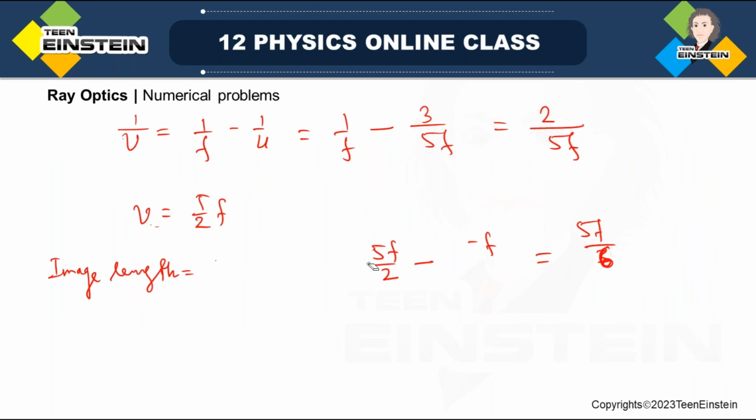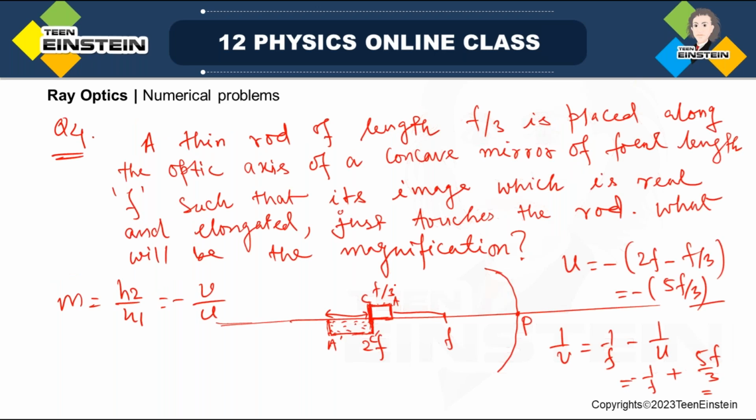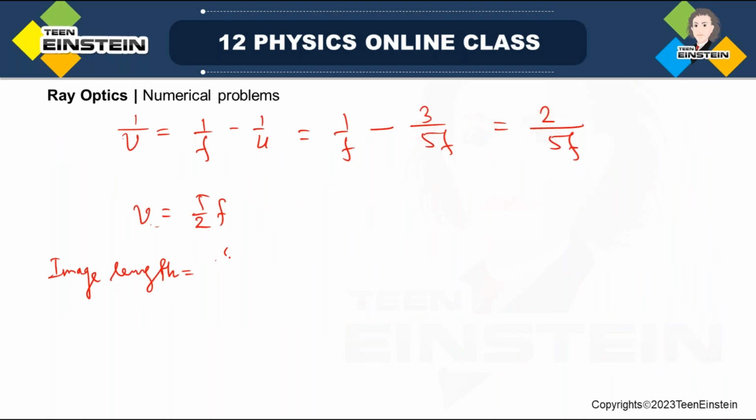The image length has to be taken as, see, I'll show you from the figure, that would give you a better idea. So look here, the image length will be, see, this is the C point or C prime. So this actually you have to take C prime A prime, this length. Actually, this is 2F, and this is the image position we have got now. Okay, so we have to take this difference. Okay, so image position is this 5 by 2F minus 2F it is. This will give you F by 2. Okay, F by 2. So what will be the magnification then?